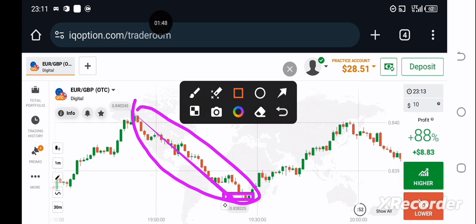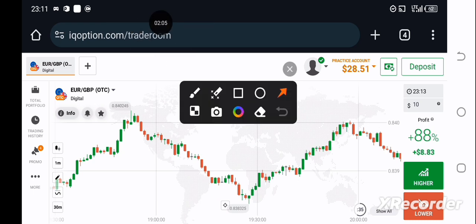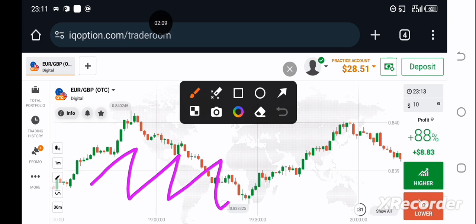But once the market gets to this particular level, it shoots up. It started to go up like this. As it gets to this level, it started going down like this. So you can see that the market is moving in waves. It is going up, it is going down. It is moving in waves like this. Okay, it goes up, it goes down. So this is how the market moves.